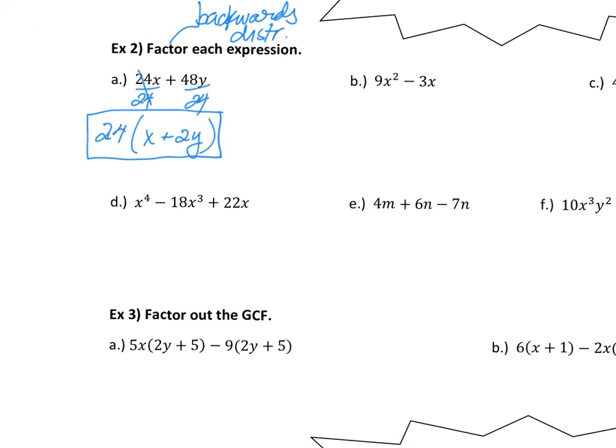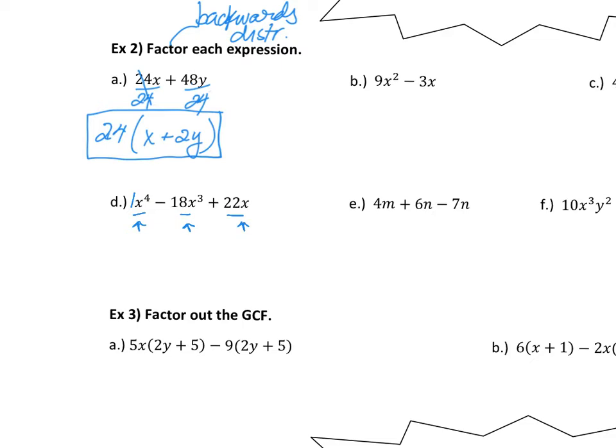Let me jump down to D because there are 3 terms here. We're looking at what each has in common. The coefficients are 1, negative 18, and 22, so the only number they're all divisible by is 1. We don't have to worry about the coefficients, so we just look at the x's. The first term has 4 x's, this one has 3, and this one only has 1.